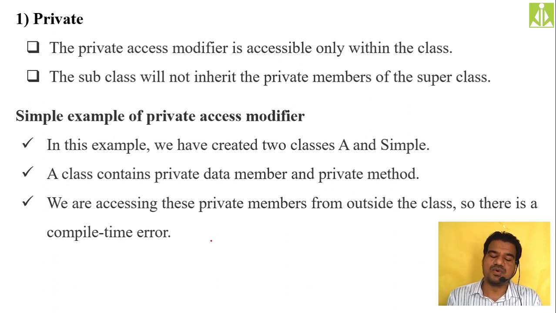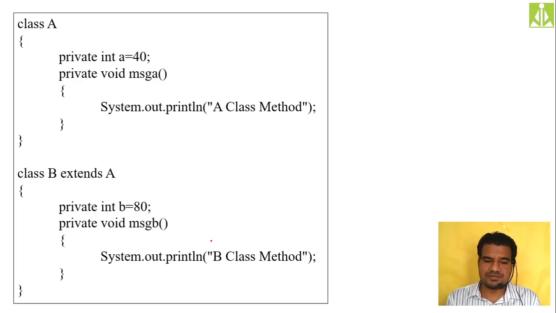Hope you understood. So we will do a simple example to understand the private member concept in terms of inheritance. In this example, we have created two classes, A and B. Class A contains a private data member and a private method. The variable a is private, and the method messageA is also private.